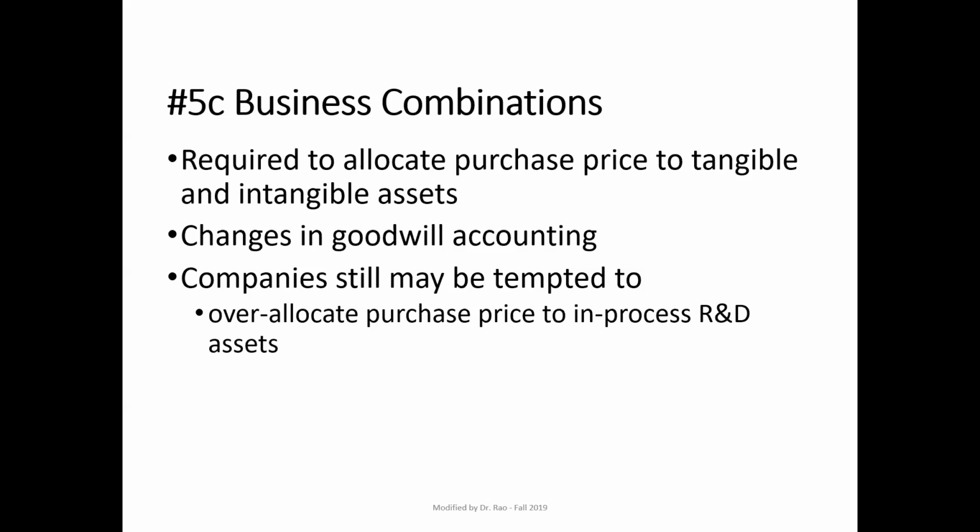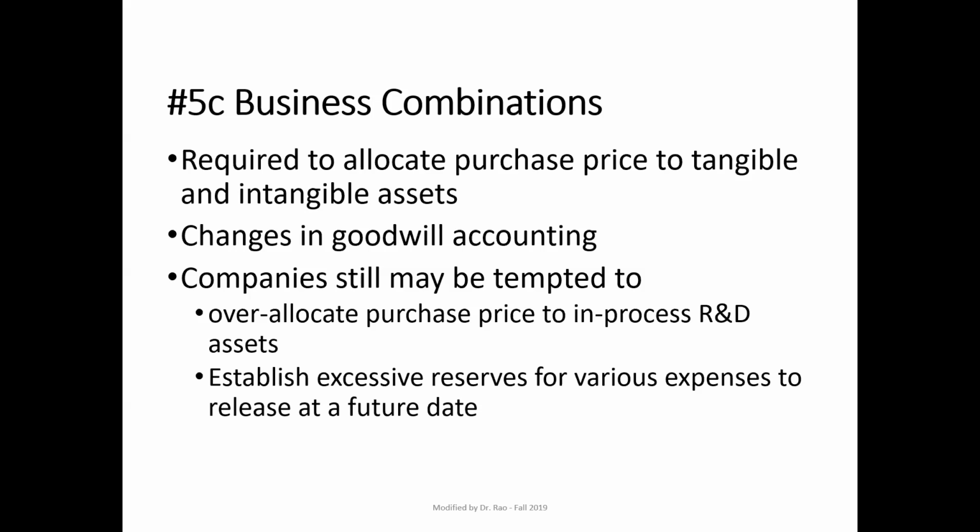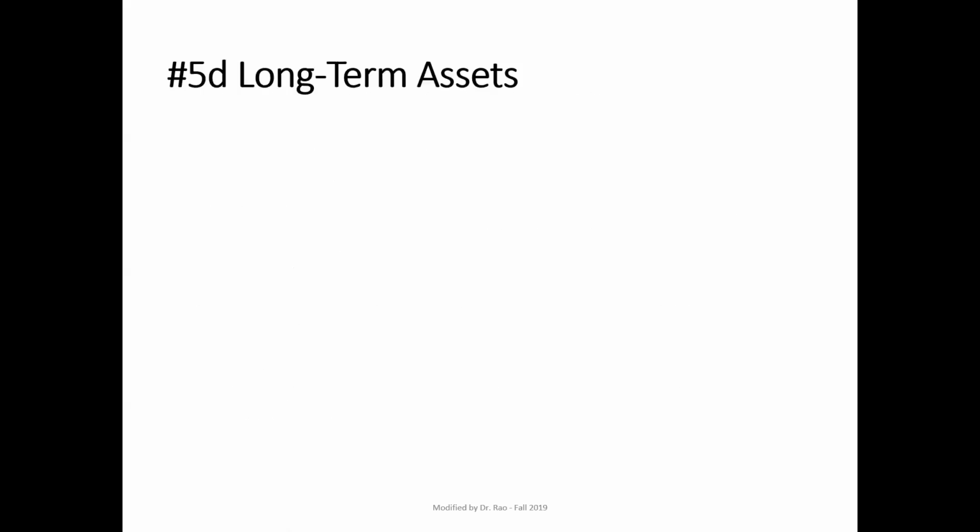They over-allocate purchase price to in-process R&D assets. Again, what are they doing? Trying to capitalize all the in-process R&D. They try to establish reserves for various expenses to release at future dates. So there is still lots and lots of room, because you have to allocate the purchase price to tangible and intangible assets. With tangible assets, it's a lot harder, not impossible, but a lot harder to justify some of those numbers. But intangible assets are very subjective in this process.